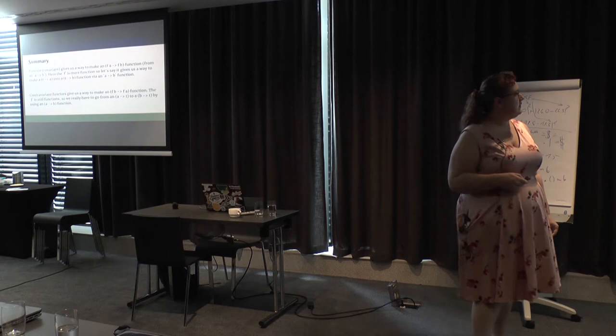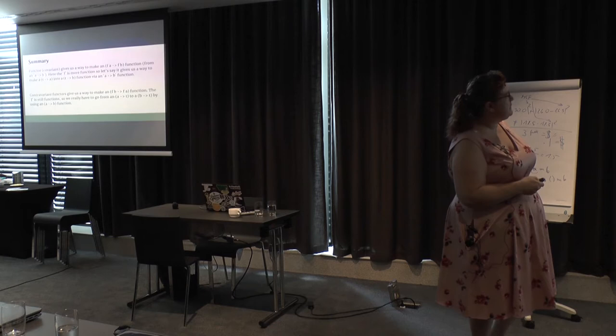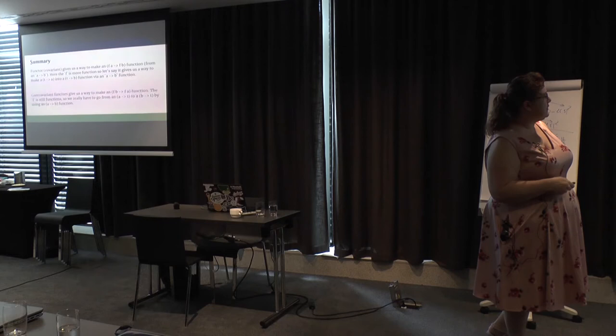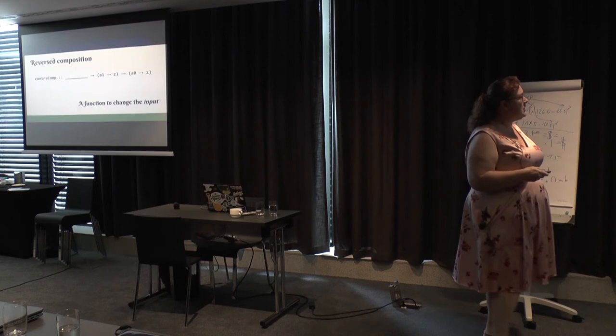Okay, so the covariant functors give us a way to make an FA to FB function from an A to B. So it gives us a way to change the outputs of something. The contravariant functors are going to do the opposite. Reversed composition is going to give us a way to change the inputs.